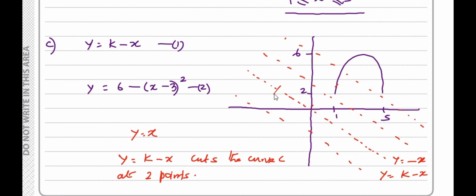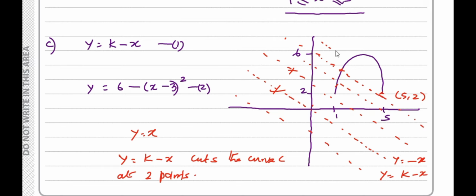Which means these lines are out because they will not cut this curve at all. Now, if I have a line here, that's also out of the question because it's not going to cut it at two places. The moment it actually goes through this point, that is, this point is what? (5, 2). That's when it is going to cut the curve at two distinct points.